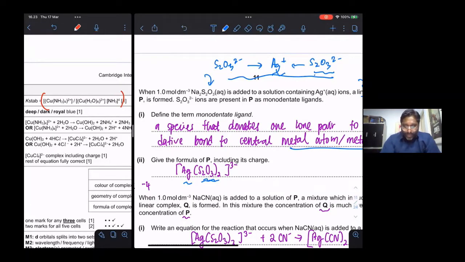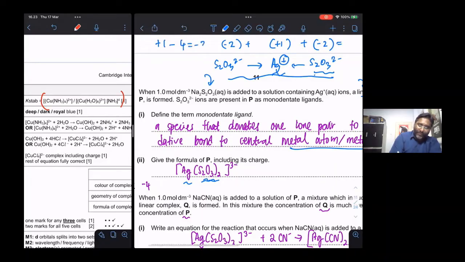Once you have that, you need to count the charge. This is going to be +1, and you have -2, -2. What is the overall charge? You add all of them. The overall charge is going to be +1 and then -4, so you get -3. You need to show the charge -3. So that is going to be the formula of P.